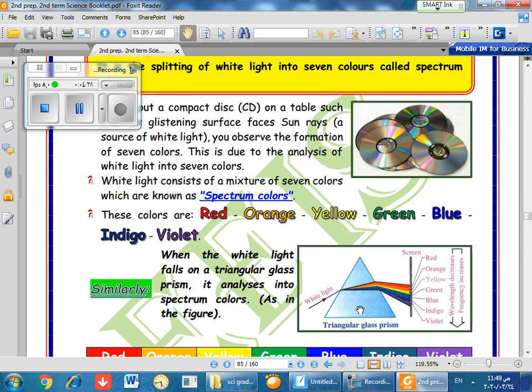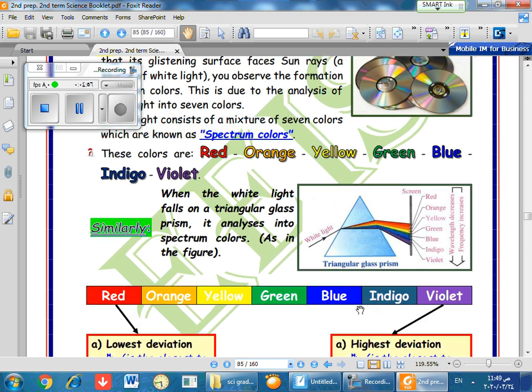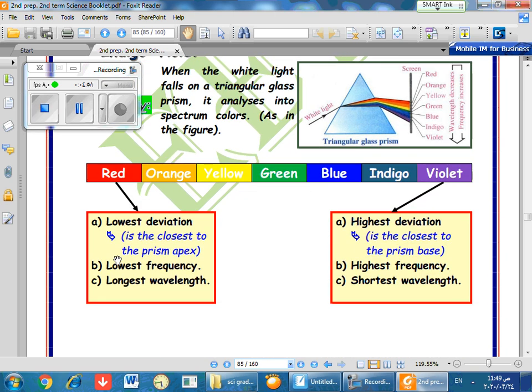The first spectrum color is red. It has the lowest energy. It has the lowest deviation. It is the nearest to the apex of the glass prism. Okay? And vice versa. The violet has the highest energy, the highest deviation. It is the nearest one to the glass base. Okay? Look at this chart.